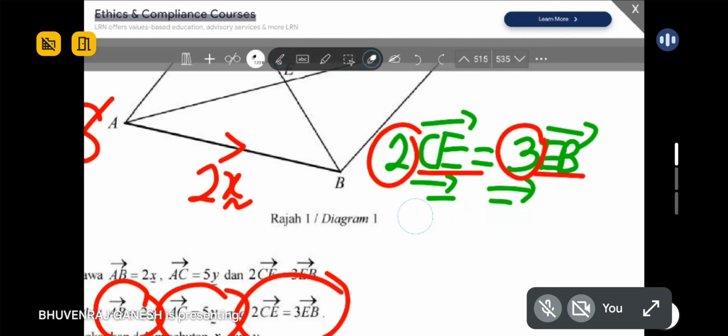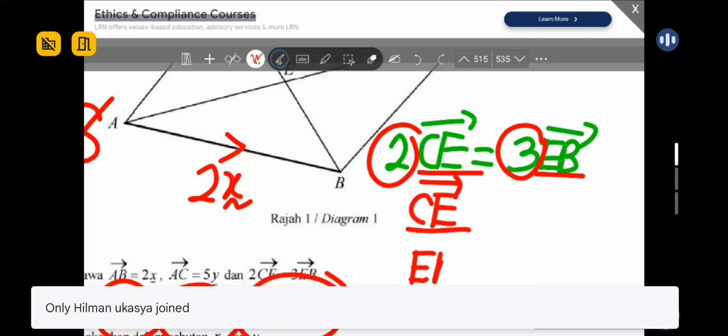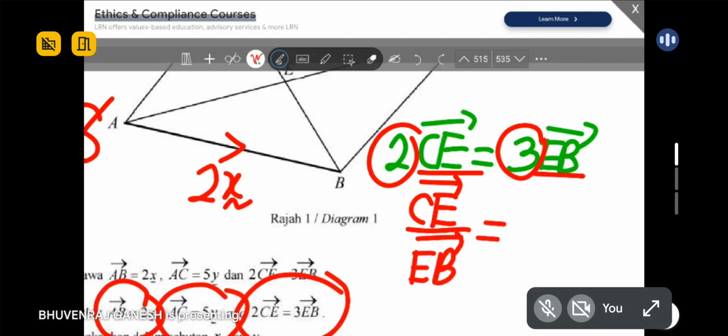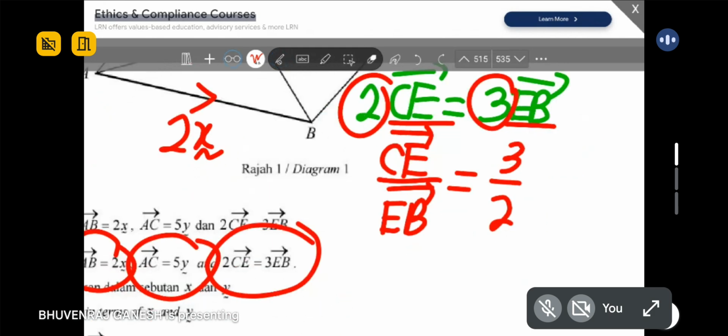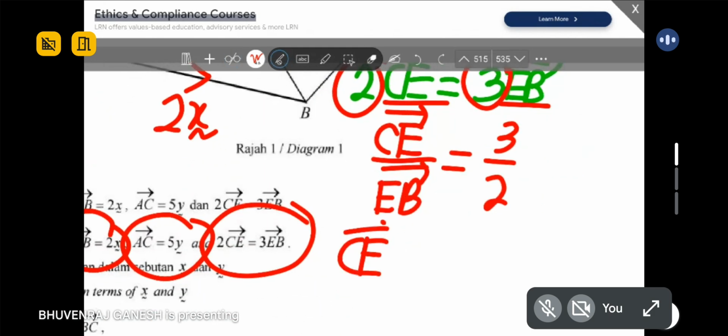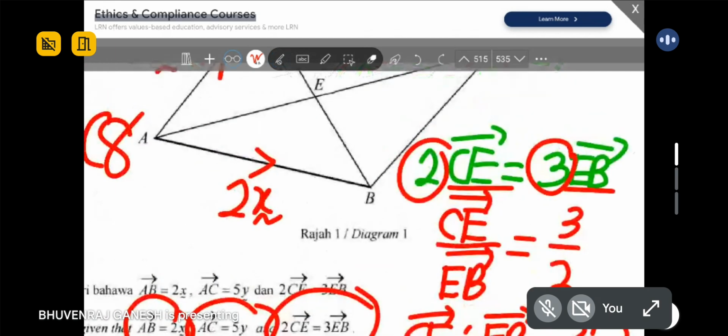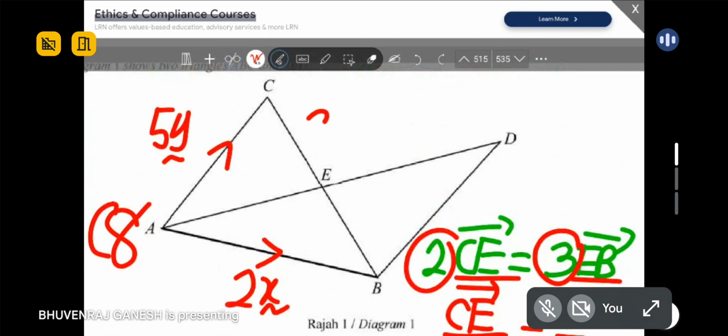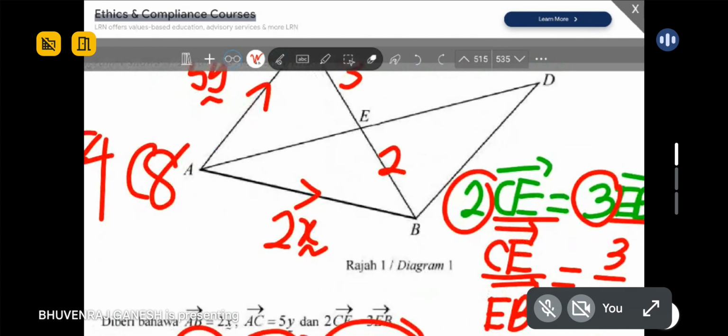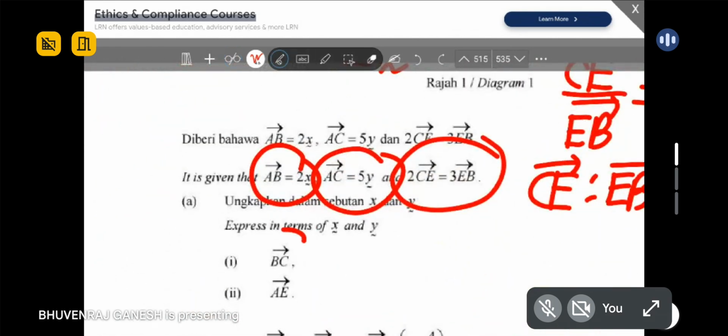You must modify your equation first in terms of fraction. Tukar kepada pecahan. So you will have CE over EB, you divide, bahagi, is equal to 3 over 2. Can you guys see that? Boleh nampak? So now you know the ratio is actually 3 to 2, 3 kepada 2. Understand, guys, how you get this ratio? So CE take 3 parts, 3 bahagian, EB 2 bahagian. So you just label like that.